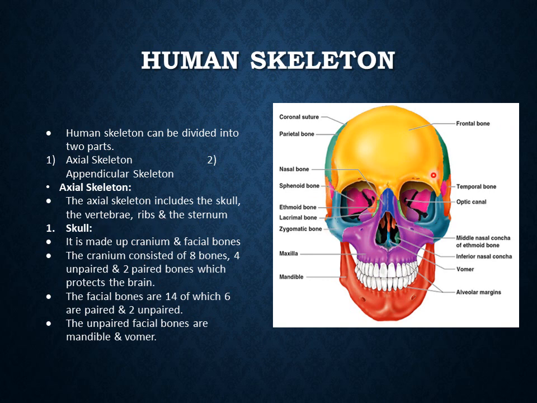Now this figure shows the skull and the bones it contains. It is made up of the cranium and facial bones. The cranium consists of 8 bones: 4 are unpaired and 2 are paired, which protect the brain. These are all sutured bones. These are the parietal bone, the frontal bone, the nasal bone, the sphenoid bone, the temporal bone. The optic canal is present here, and these are the lacrimal bones. They are all present in this skull.